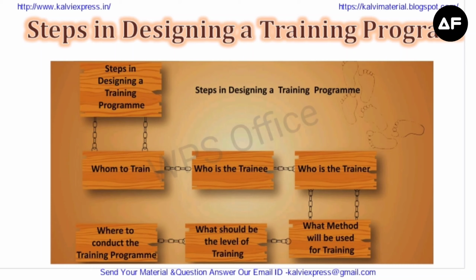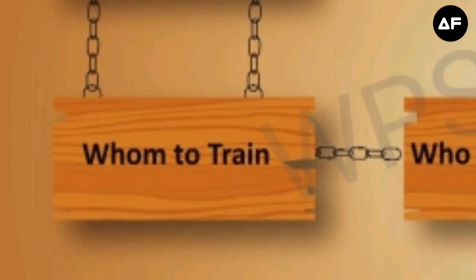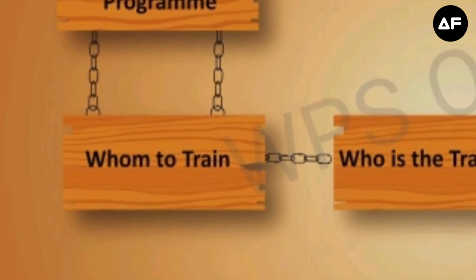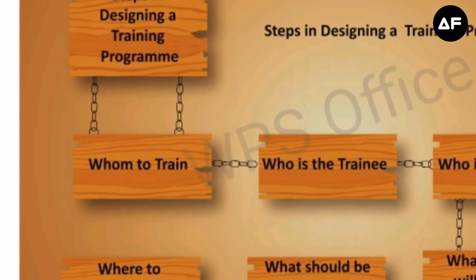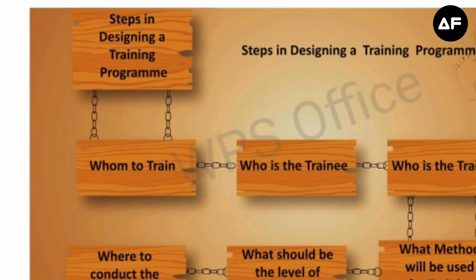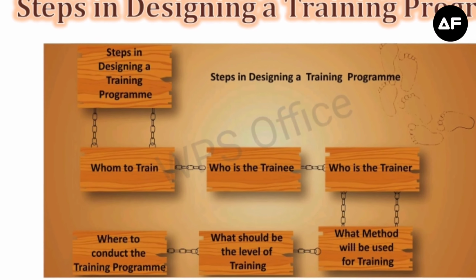There are mainly 6 points which we have to take into consideration when designing a training program. First and foremost is whom to train. Whom to train is where the training department has to determine the candidates for whom the training is really necessary and required.